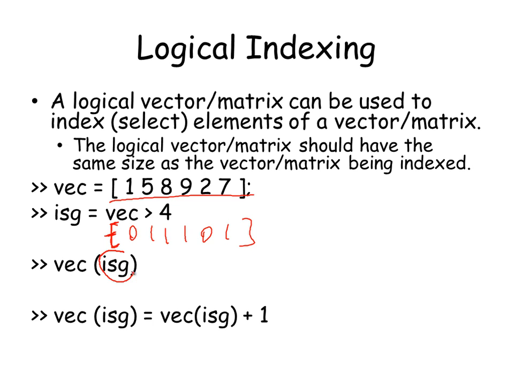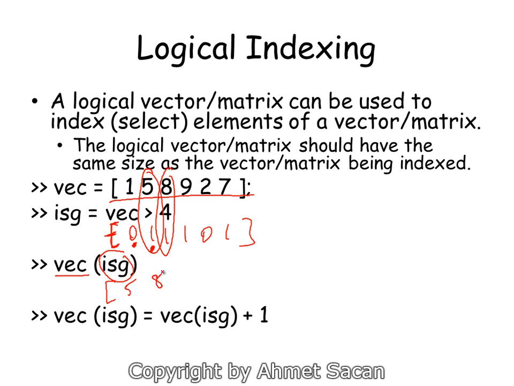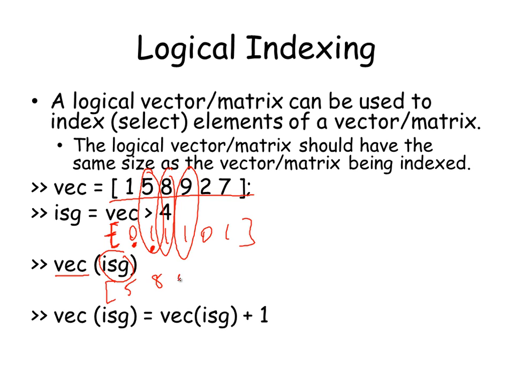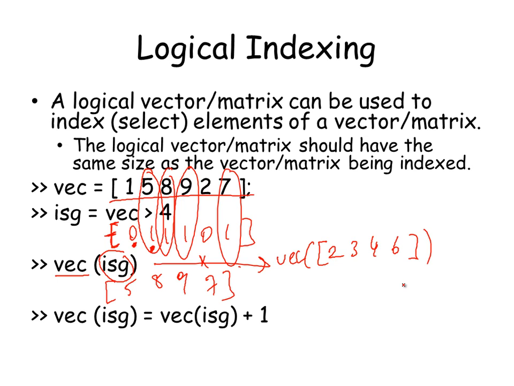Now, if you use this logical vector isG to index the vector vec, what you are essentially doing is picking from vec the elements that have true in your index. So I'm not picking the first element, which has a 0 in my logical vector. I am picking out the second element, 5. I'm picking the third one, 8. I'm picking out the fourth one, 9. I'm not picking this one, and I'm picking the last one, 7. So this is equivalent to saying vec, get me the second one, third one, fourth one, and sixth one. So if you have a logical vector that has the same size as the original vector, you are picking elements that have a true in your logical vector. All right?